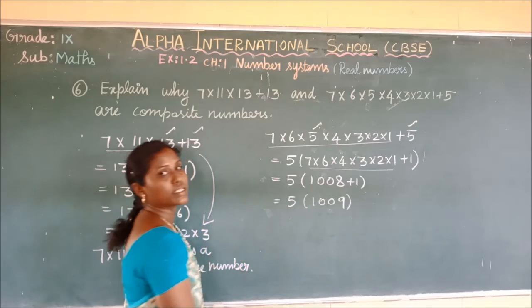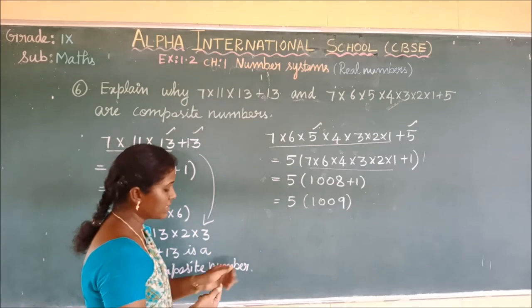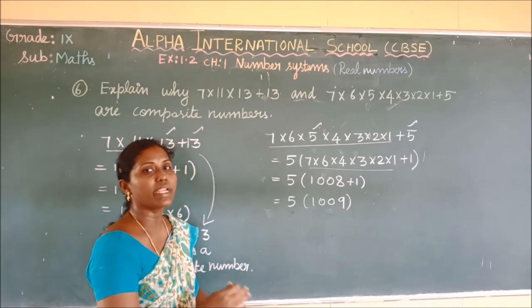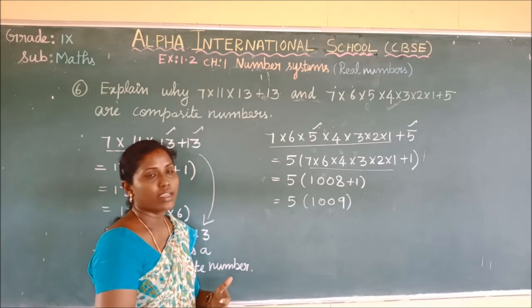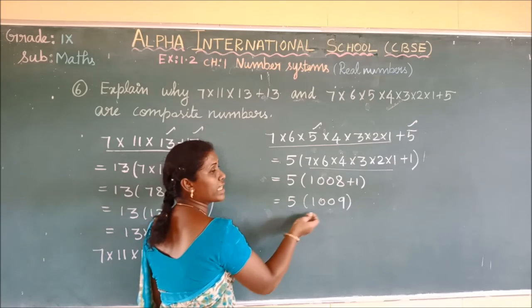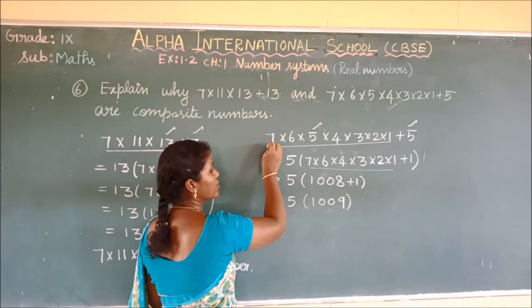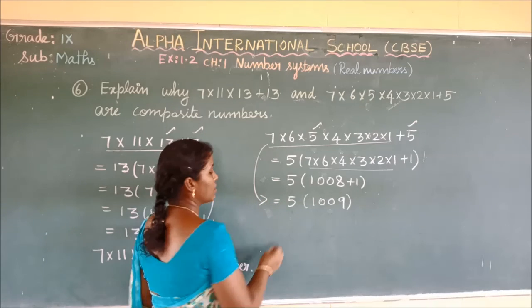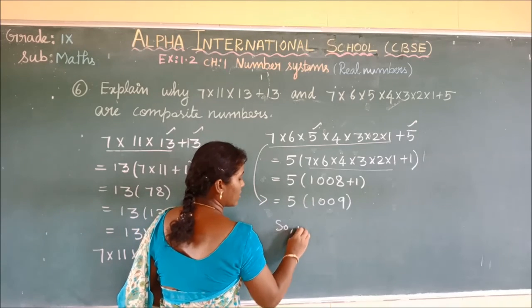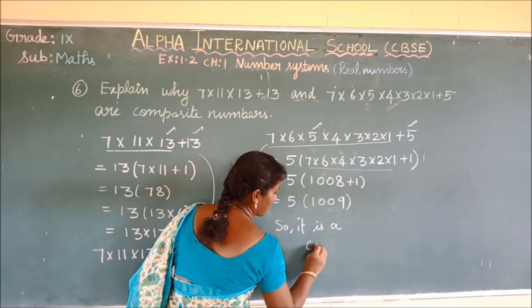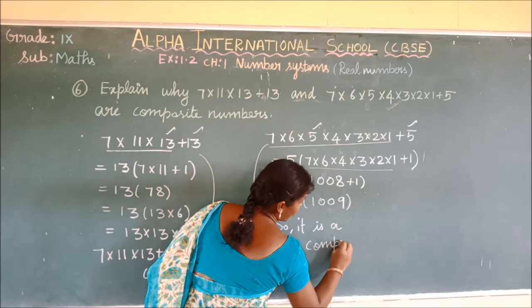5 into 1009. Here 5 is a prime number, and 1009 is also a prime number. It cannot be factorized further. So again we are getting the product of two prime numbers. The answer for this question is also a product of two prime numbers. So the given number is a composite number.